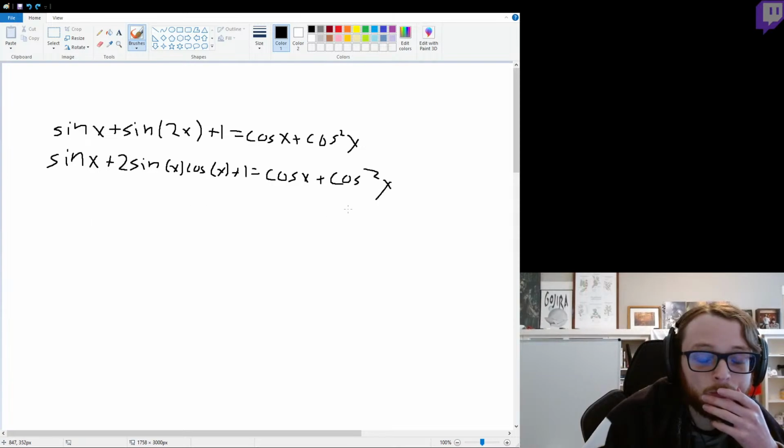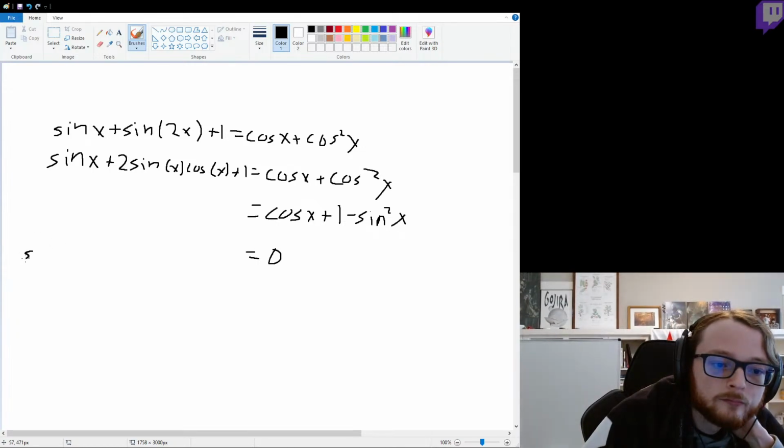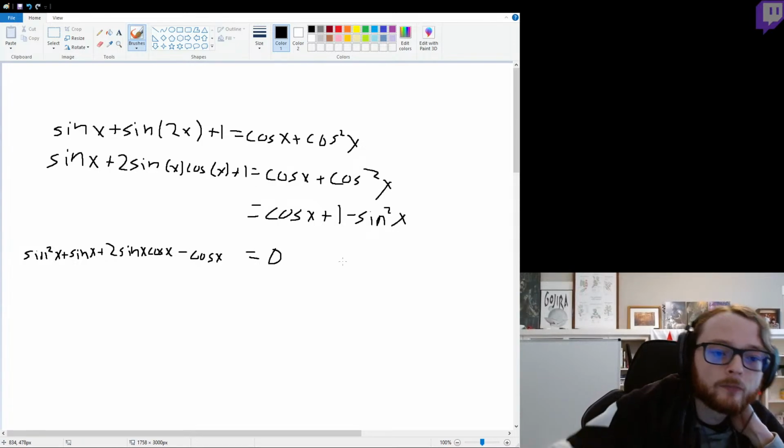We could say that cosine squared is 1 minus sine squared. I don't see where that gets us, though. Does it get us somewhere? Like, maybe we get something that's factorable now? Ones go away. Can we do anything with this?